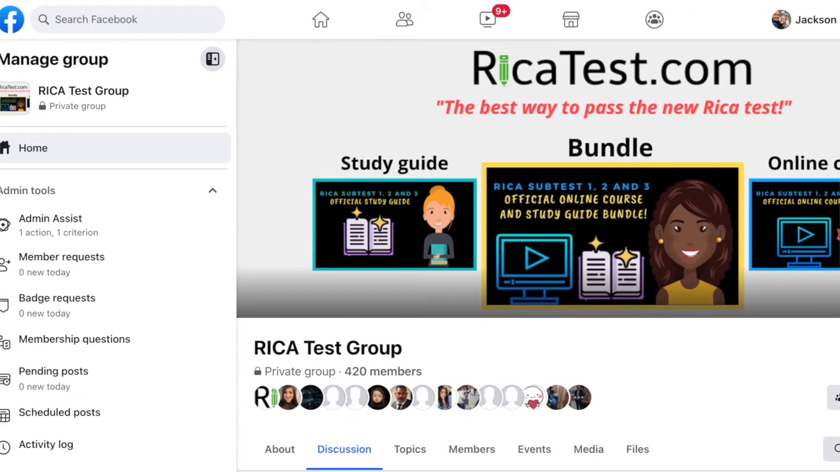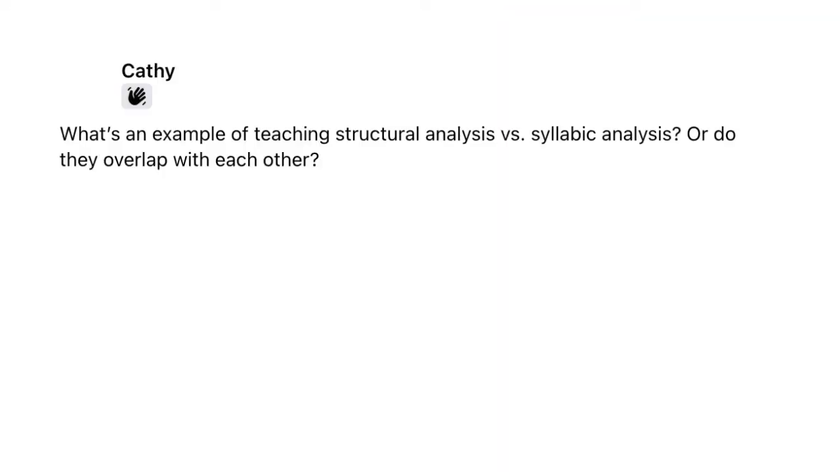A huge thanks to Kathy because I know a lot of others have this same question, and she asks, what is an example of teaching structural analysis versus syllabic analysis, or do they overlap each other? So let's dive into this.